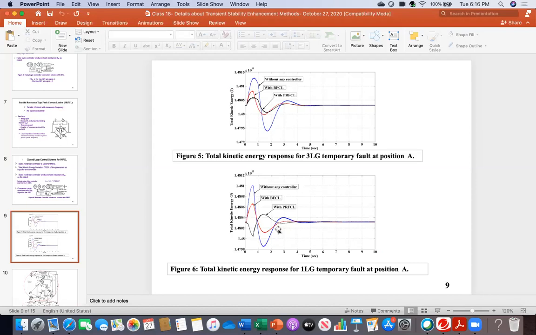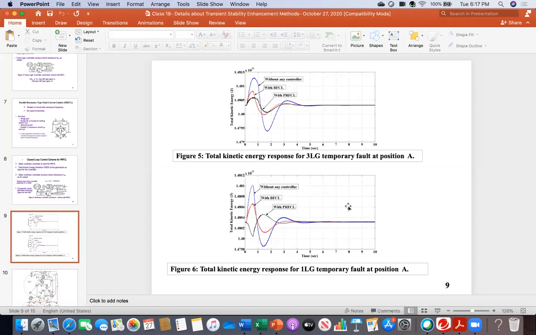The same thing is happening. This is for the 1 LG temporary fault, single line to ground fault. And again, you are noticing when there is no controller, meaning there is no fault current limiter, the kinetic energy response is going high. And then BFCL is reducing and PRBFCL is reducing further. You see, quickly it is settling down. The BFCL, it is going somewhat upward and coming down, and here it is settled down. But parallel resonance, like from here, it started to settle down quickly. The same thing is happening here.